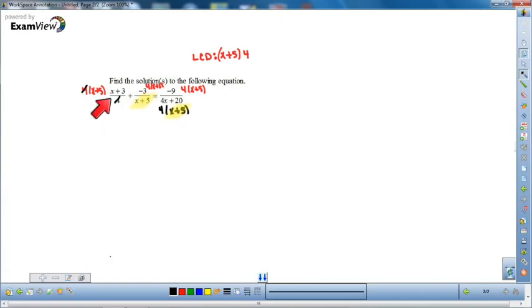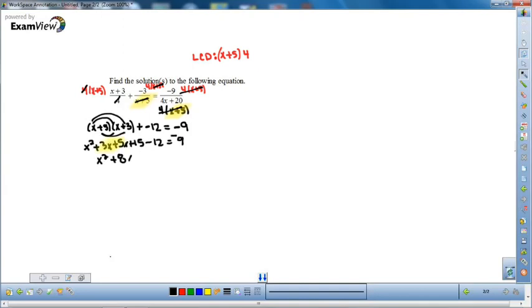So on the first term, the 4 cancels, and I'm left with x plus 5 times x plus 3. On the second one, the x plus 5s are going to cancel, so I'm going to be left with negative 12. And on the third term, they both cancel, so I'm just left with negative 9. I'm going to go ahead and distribute the x and distribute the 5. I'm going to combine my like terms.